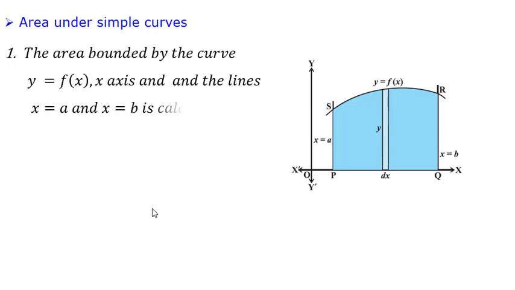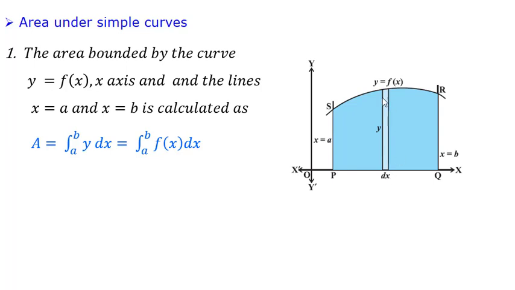So if we have this kind of area, then the area is equal to the integration of y dx, with limits from a to b. Now if you want to understand it in detail, what we have done is take a very small strip of width dx. You can consider this is very small and its height is y. So the area of the strip is y into dx.